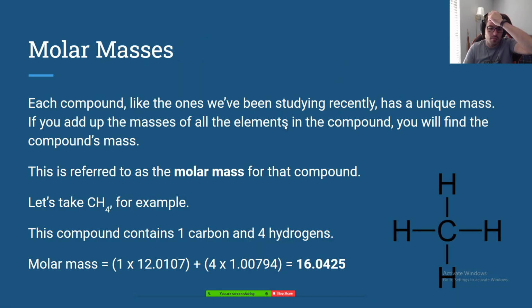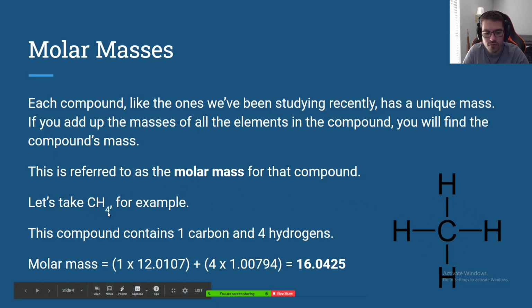So each compound, like the ones that we've been studying recently, take this picture here for example, each compound has a unique mass, its weight. If you add up the masses of all the elements in the compound, you will find the compound's mass, and this is referred to as the molar mass for that compound, kind of like the molecular mass, just a slightly different word there.